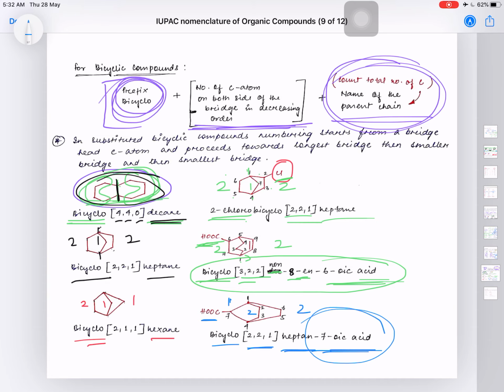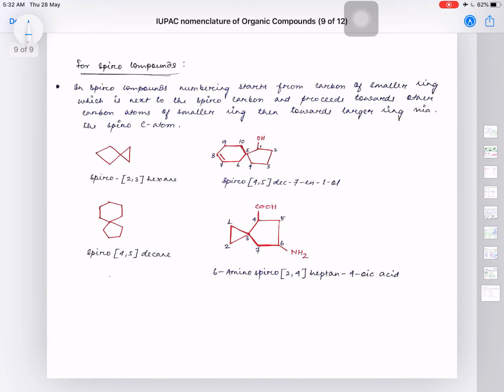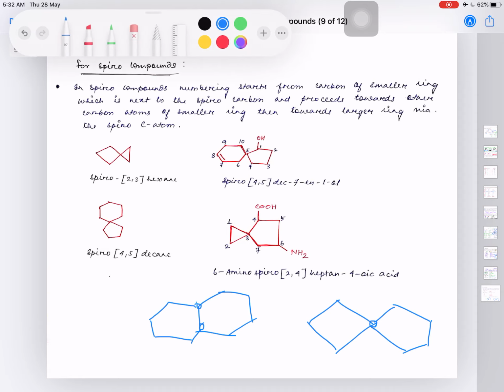Okay, and let us come to the last part. In the last part we have spiro compounds. Okay, bicyclic compounds, you see, are those compounds where 2 carbon atoms are used for joining 2 rings. Okay, just like this. But in spiro compounds you will have 1 carbon atom joining 2 rings, like this. 2 rings joined by 1 carbon atom is called a spiro compound. If 2 rings are joined by 2 carbon atoms, then it is called a bicyclic compound.